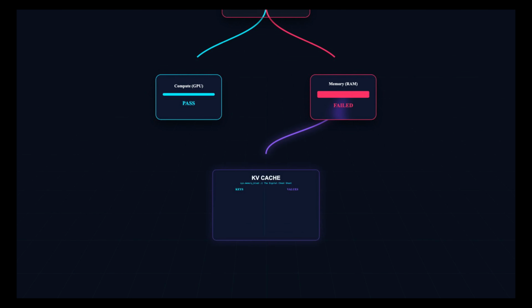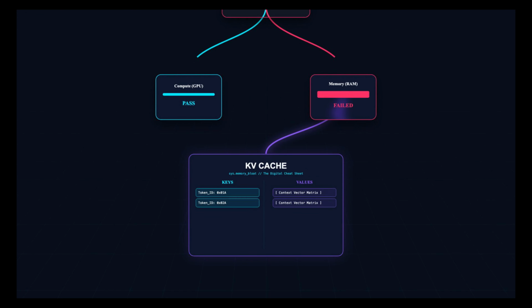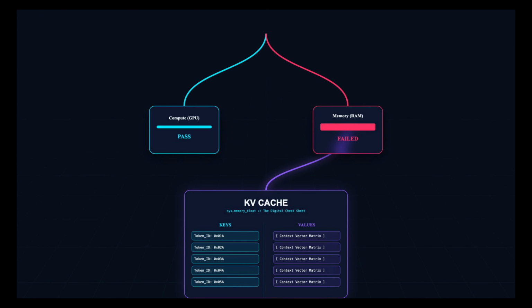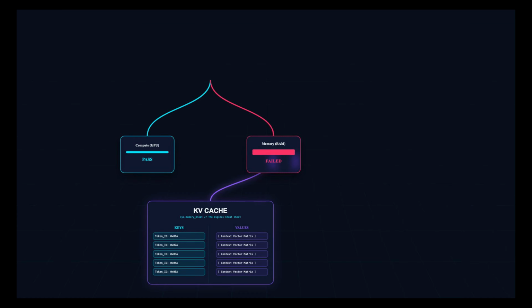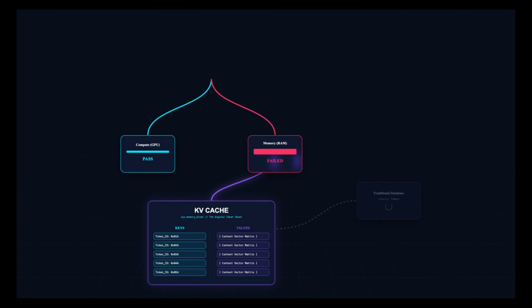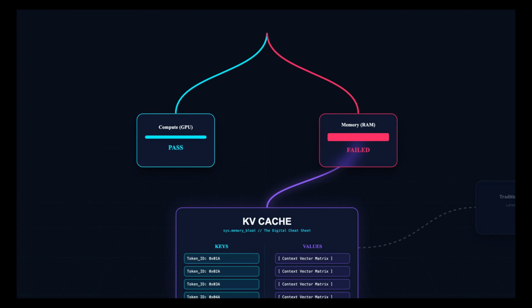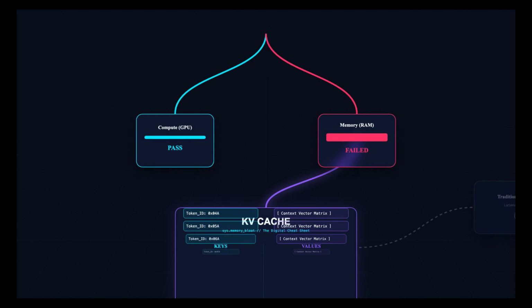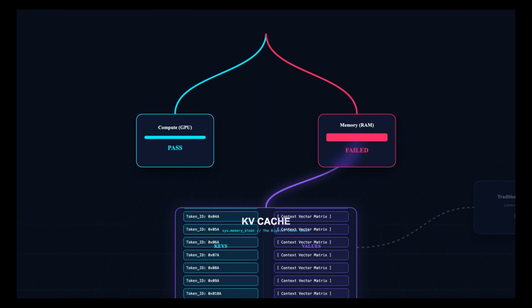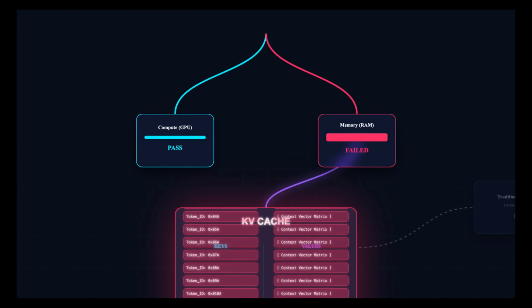Think of the key value cache as a high-speed digital cheat sheet. As you talk to an AI or give it a massive document to read, it stores all that context in the cache so it does not have to constantly search a slow database. But this cheat sheet grows incredibly fast, leading to massive memory bottlenecks.